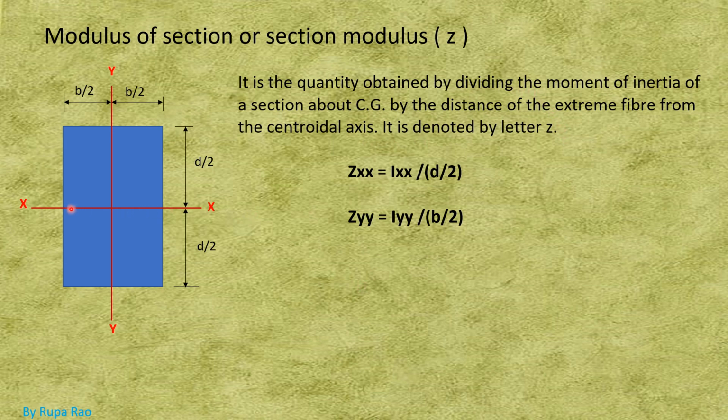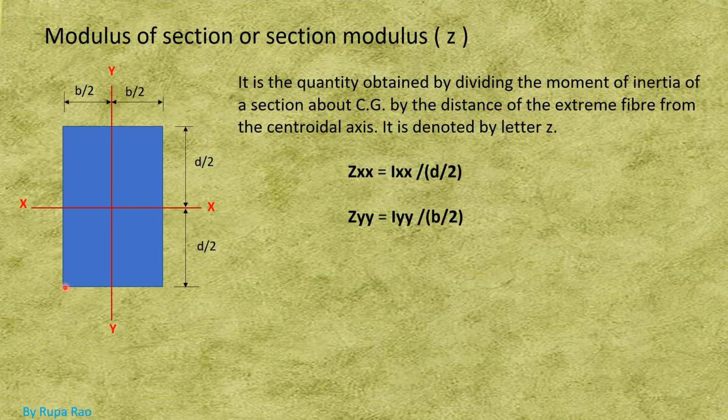Now if I want Zxx, then it will be equal to Ixx divided by, it is obtained by dividing the moment of inertia of a section about CG by the distance of the extreme fiber from the central axis. Now this is one central axis XX, the extreme fiber is this, and the distance will be, if the total height is D here, then D by 2, the central axis will be at D by 2. So Ixx divided by D by 2 will give me Zxx.